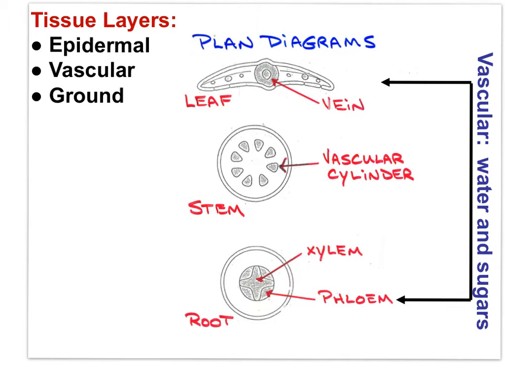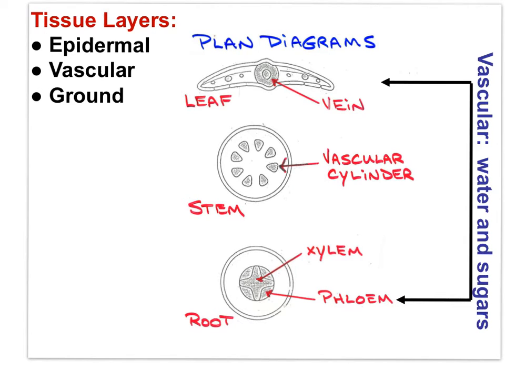The epidermal layer, a protective layer, is here in leaves and in stems and in root. The vascular tissue in leaves is here and here and here. These are the veins. The vascular tissue in stems are these bundles seen here, and the vascular tissue in roots is here. Now, the vascular tissue will be our focus because the vascular tissue transports water and sugars.